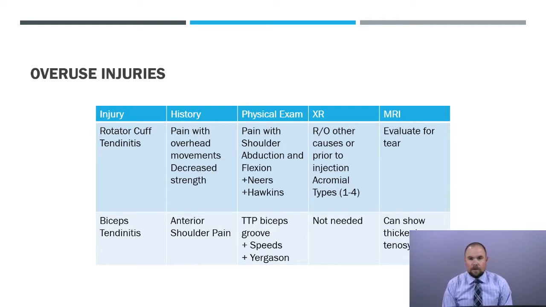Another common overuse injury is biceps tendonitis. That's again on the anterior shoulder. Again, usually an overuse or repetitive type problem that people have had. They'll have tenderness to palpation over the bicipital groove. They'll have a positive Speed's and Yergason's test. Typically you don't need an x-ray for this, but we x-ray most of the patients we see, so you'll normally not see any positive findings on that. And then again, MRI is not indicated.